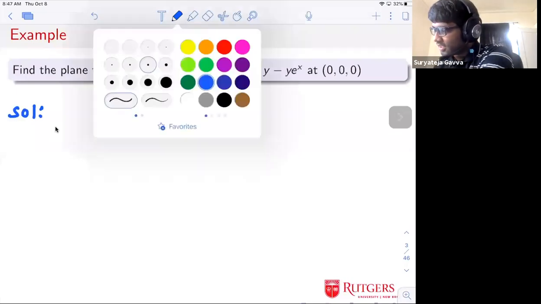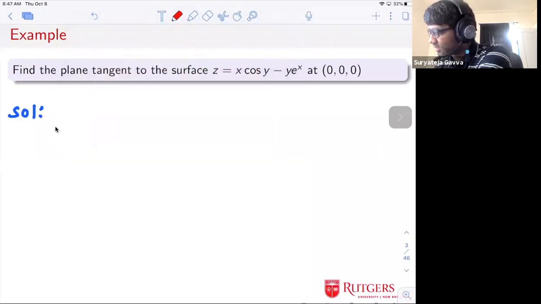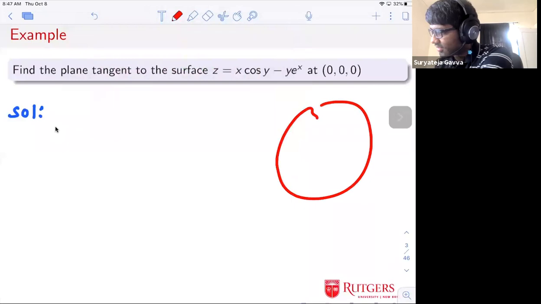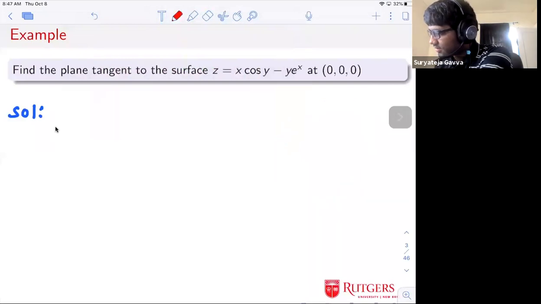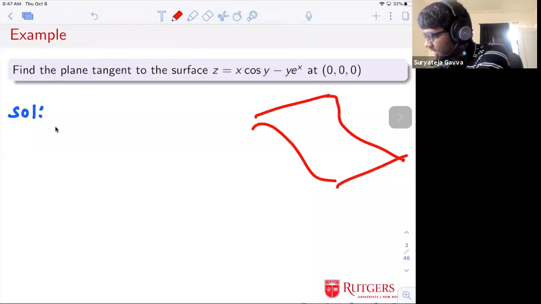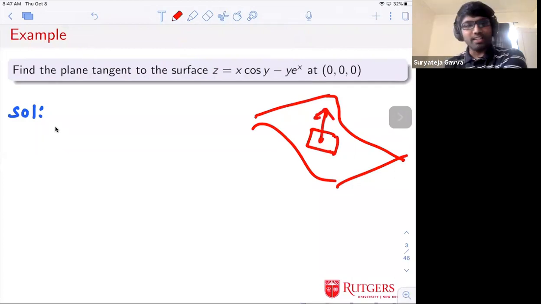Yeah, so let's see. We have some surface, and we want to find the equation of the tangent plane here. As we said, the gradient vector is perpendicular to the tangent, so we have to find the gradient vector.